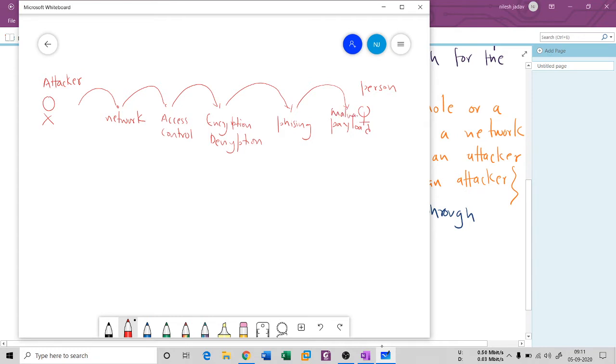So you see, they are sequential. This is one attack, a second attack, a third attack, one after another, four and five. So you can see it's a sequential attack from an attacker to this target to gain access to this person's computer or system. So this is daisy chaining. The whole process is known as daisy chaining.